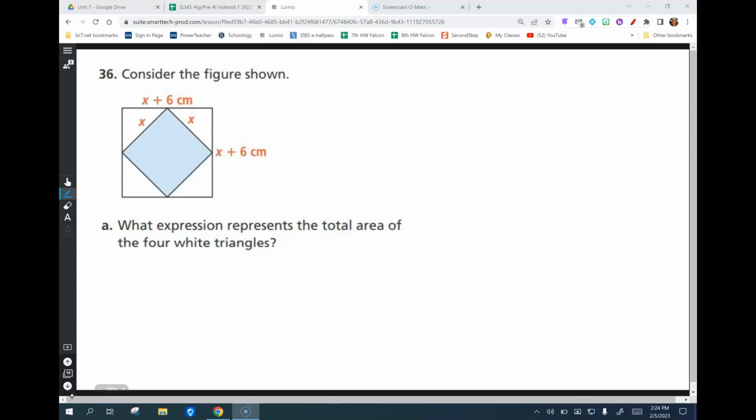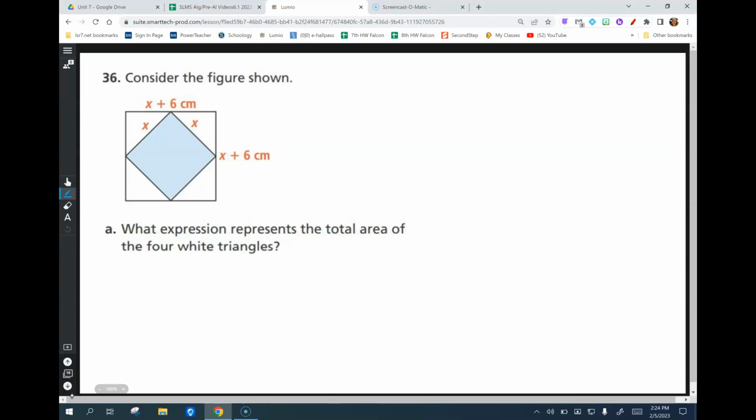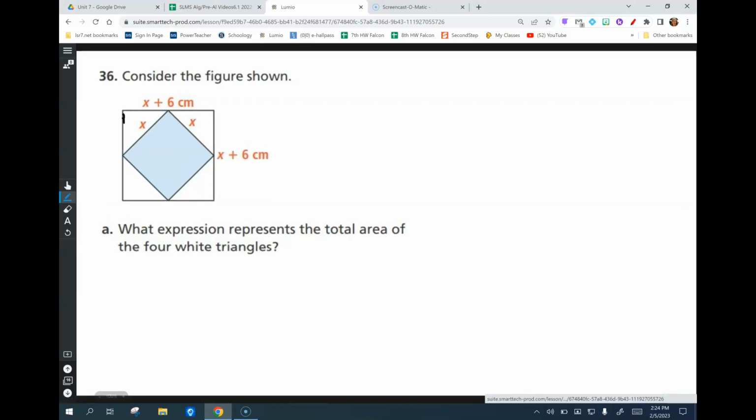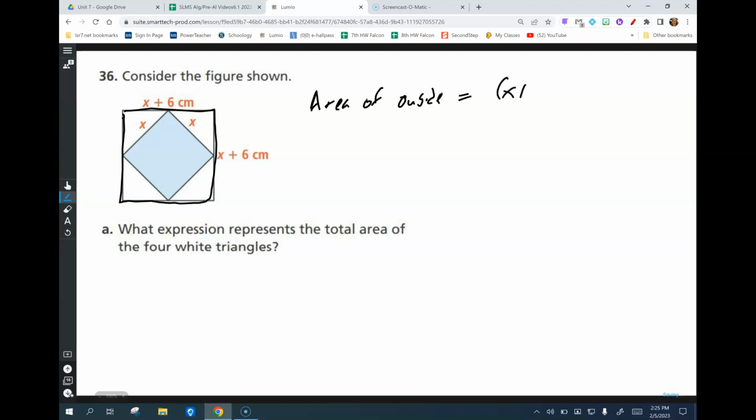So what we have right here is a square. We are told that each side is x plus 6. So the area of the outside, and I always like to call them outside and inside, is going to be equal to (x + 6) squared. The blue one, the inside, is going to be x squared because I just take a side and square it.